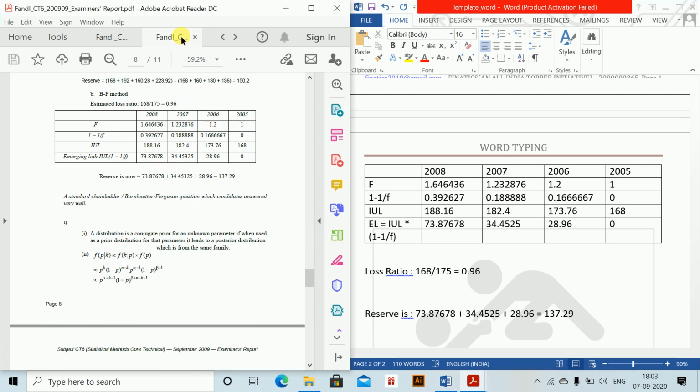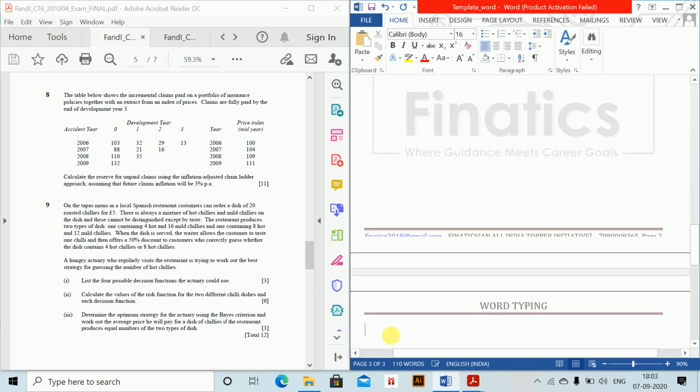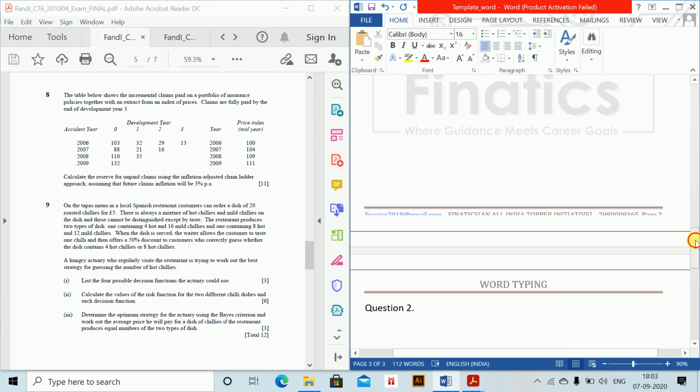Next, moving on to the next question, which is an inflation adjusted question. The table below shows the incremental claims paid on a portfolio of insurance policies together with an extract from an index of prices. Claims are fully paid at the end of development year 3. Calculate the reserve for unpaid claims using the inflation adjusted chain ladder approach, assuming that future claims inflation will be 3% per annum. So question 2, inflation adjusted method, I'll show you.